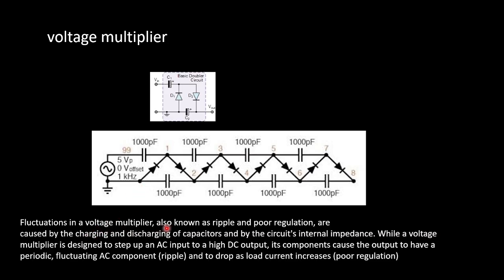The fluctuations in a voltage multiplier, also known as ripple or poor regulation, are caused by the charging and discharging of capacitors and by the circuit's internal impedance. While the voltage multiplier is designed to step up an AC input to a high DC output, its components cause the output to have periodic fluctuations and AC components, and the voltage drops as the load current increases. So it has poor regulation. If you use these circuits, the output has a lot of ripples, so it's not completely a DC circuit. So let's implement this voltage multiplication in LTspice and see whether it is multiplied.